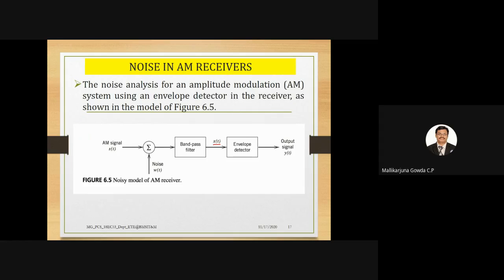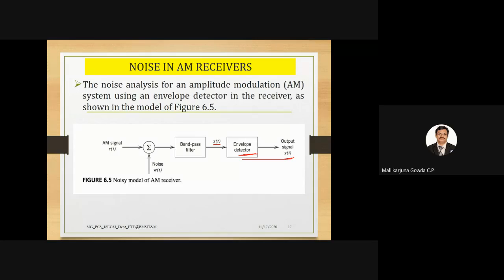Then we use here an envelope detector. So this is the difference compared to the previous DSBSC receiver. There we used a coherent detector, right? Here the envelope detector is what we use for standard AM. It will have a diode and then an RC low pass filter circuit, right? Then the output of that will be the demodulated signal.